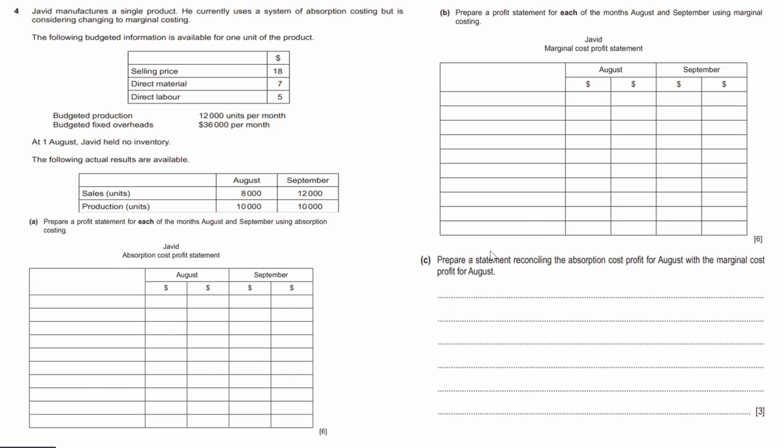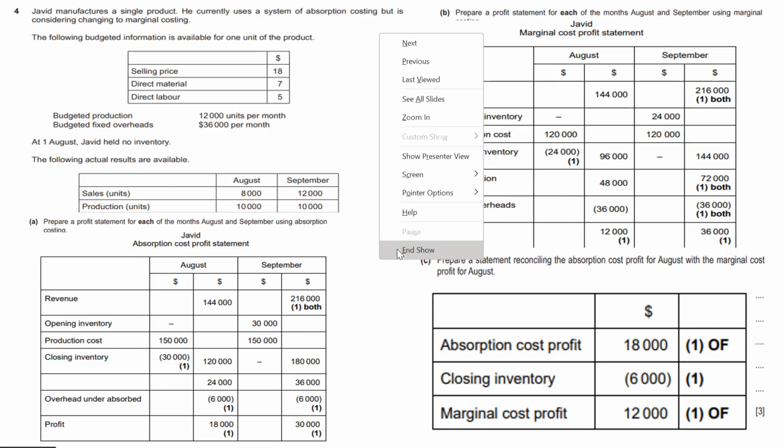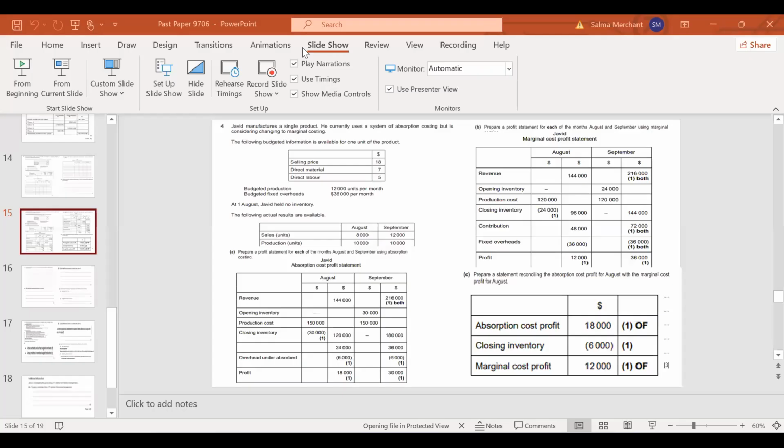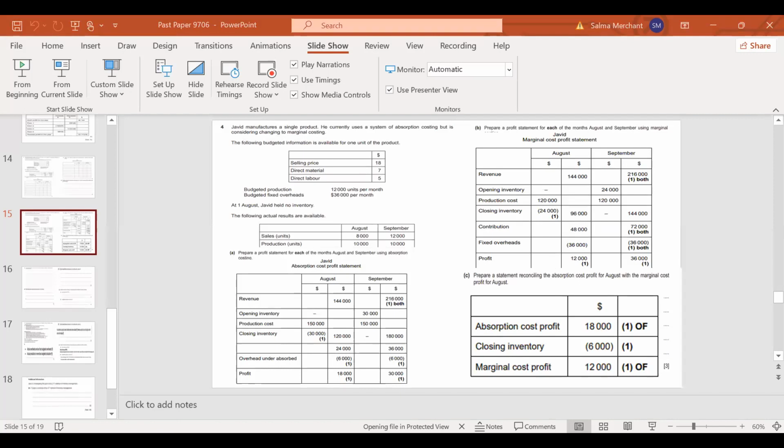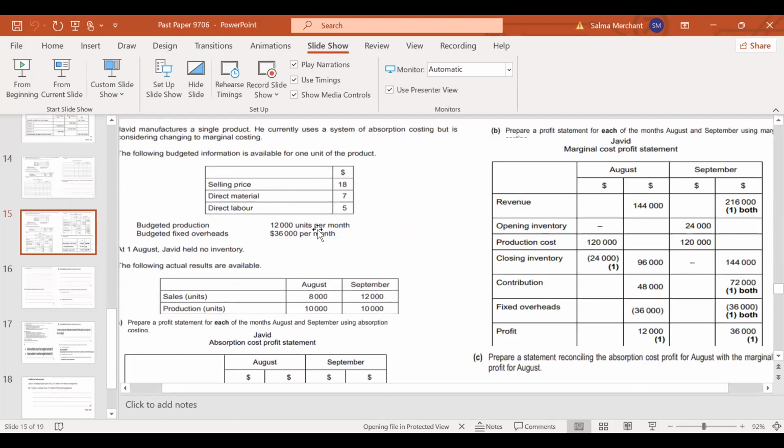Come on, make the absorption costing income statement, profit statement. How do you start? First you start with August. Someone tell me, what is the sales? You'll do 18 into 8,000, which is the selling price into the sales. Which is 144,000. Okay, fine. Then it says that there's no opening inventory.